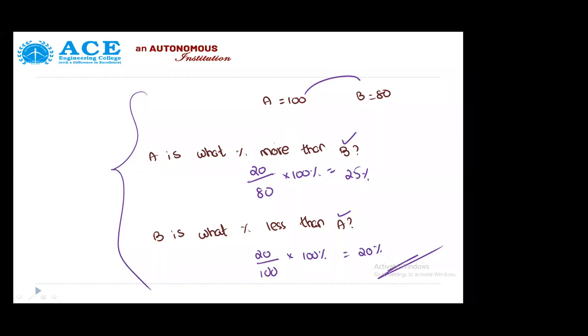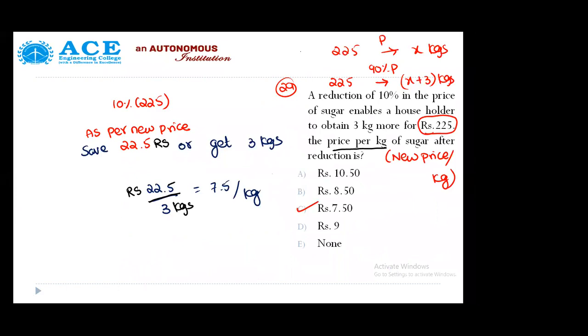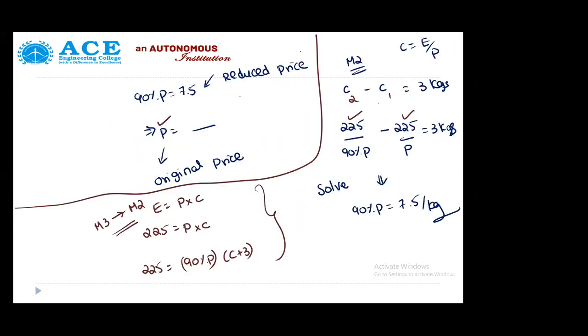Hello, sir. Yeah, please. Sir, in the last problem, 225 rupees. Previous slide. As per the last candidate's question, we can take the 225 as expenditure constant. X into P equals 0.9 P into X plus 3.